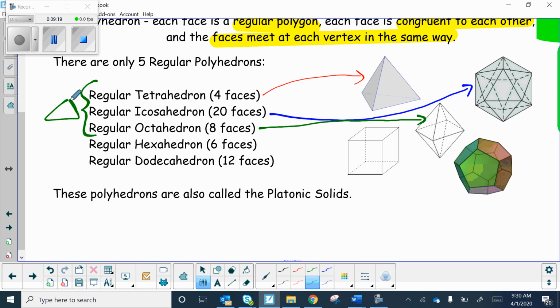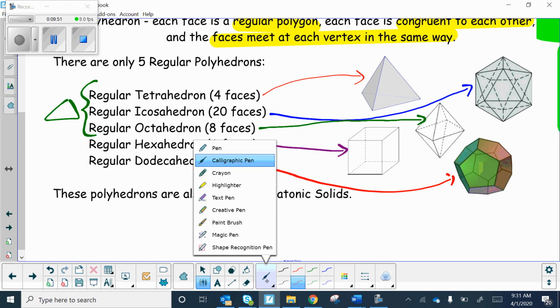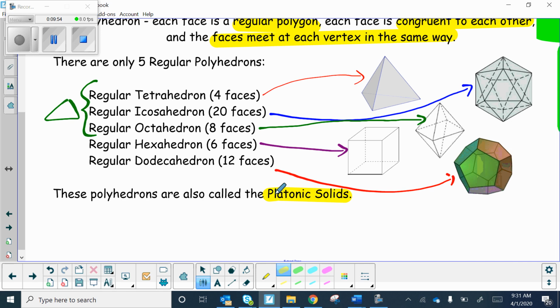And then we have the regular hexahedron that has 6 faces, which sometimes we just refer to as a cube, okay, because all of those are squares, because squares are regular polygons. And then lastly, we have the regular dodecahedron. This one has 12 faces, and this one has regular pentagons, okay? So you can see it's easier to make up regular polyhedrons with triangles. So I'm sure, like I said, there's some more polyhedrons out there that are much larger. These are also known as platonic solids. Okay, so all regular polyhedrons are called the platonic solids.